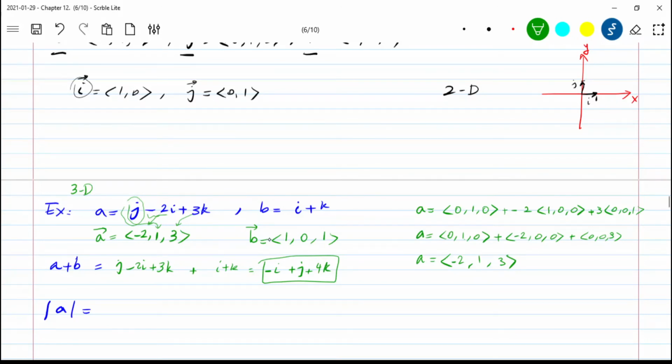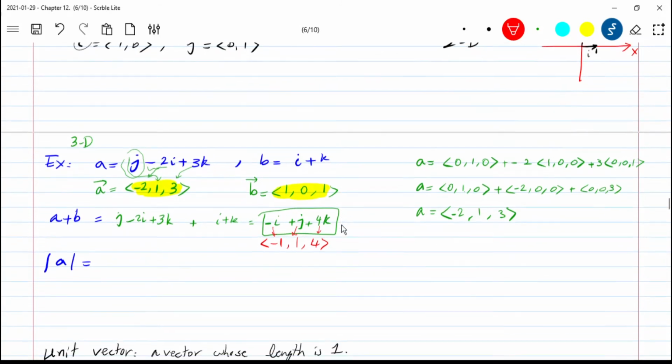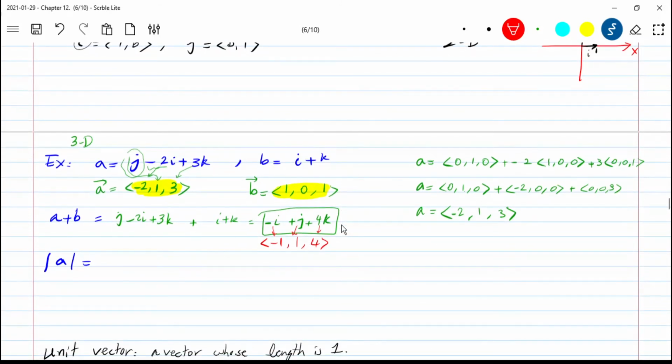If you use the component form, you get negative 2 plus 1. I'm adding these two together just to double check. Negative 2 plus 1 gives negative 1. 1 plus 0 gives 1. And 3 plus 1 gives, sorry, 4. So compare these two. Coefficient negative 1, coefficient 1, coefficient 4. Exactly the same thing. You can find the vectors A and B added together whichever way looks easier to you.